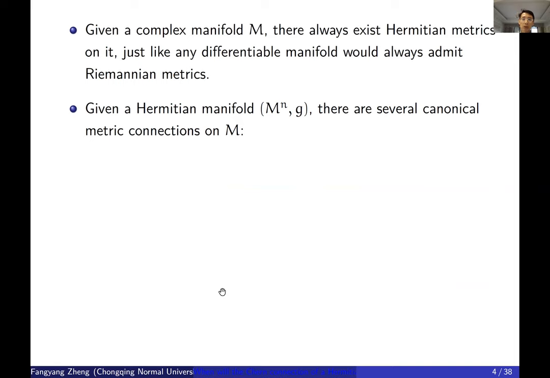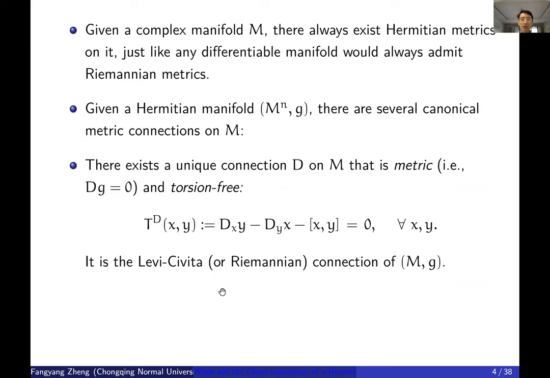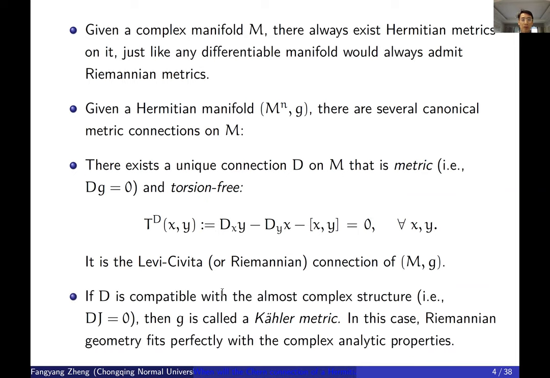And once the metric is given, there are lots of metric connections, and of course there is the most famous one, the Levi-Civita connection, which is the unique metric connection that is torsion-free, right? It is also sometimes called the Riemannian connection. The problem with Hermitian geometry is that this Riemannian connection may or may not respect the almost complex structure. When it does, then we say the metric is Kähler. Otherwise, it's non-Kähler.